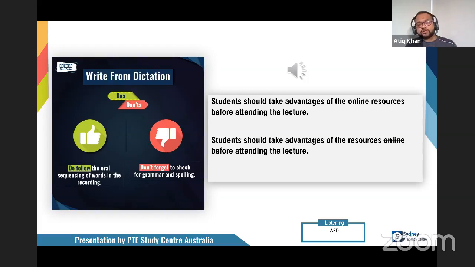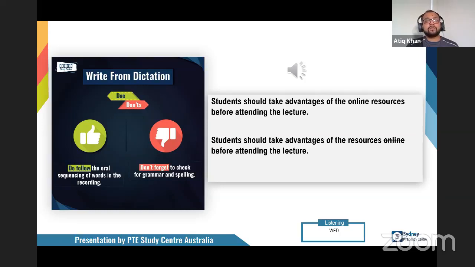However, what we must not do is what I have written at the bottom, and it reads, students should take advantages of the resources online before attending the lecture. So I have flipped the words, and missing out on the oral sequencing would result in missing out on the scores, even though you have all the words.